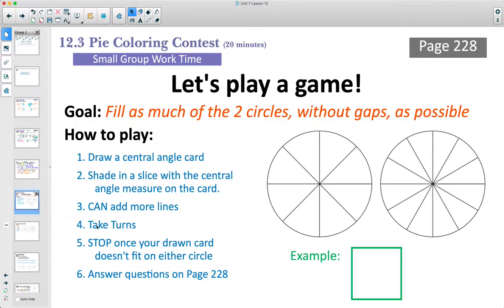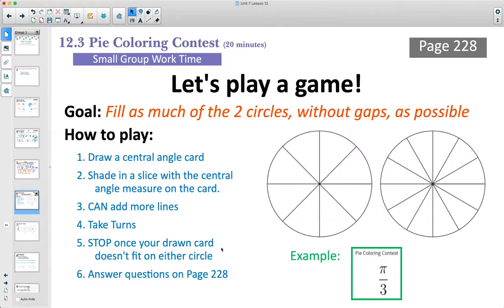You need to take turns with your partner, and you need to stop once the card that you draw can't fit in here without overlapping other angles. So the goal is to not overlap angles. Once that happens, then you need to answer the questions on page 228. So we're going to do an example here before you go try this.